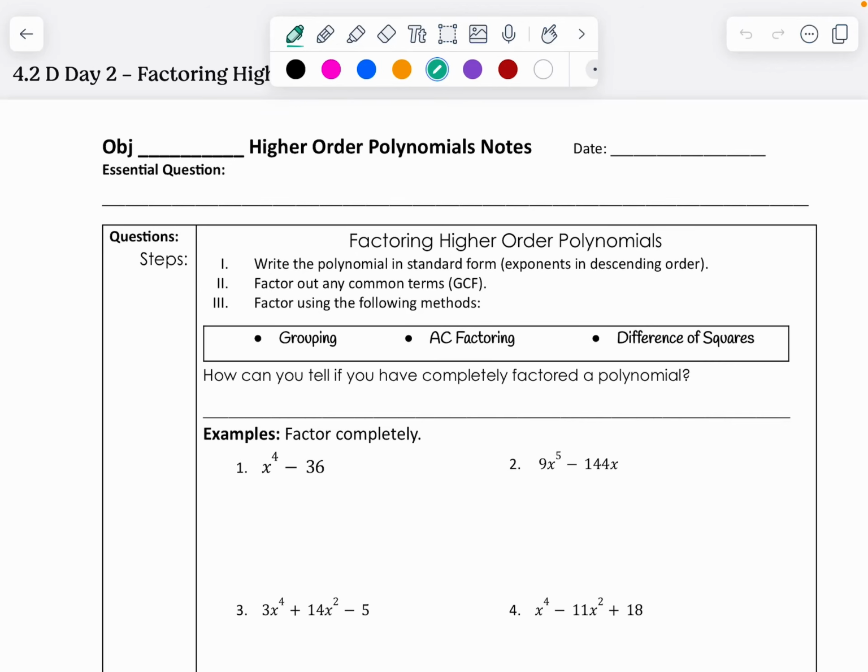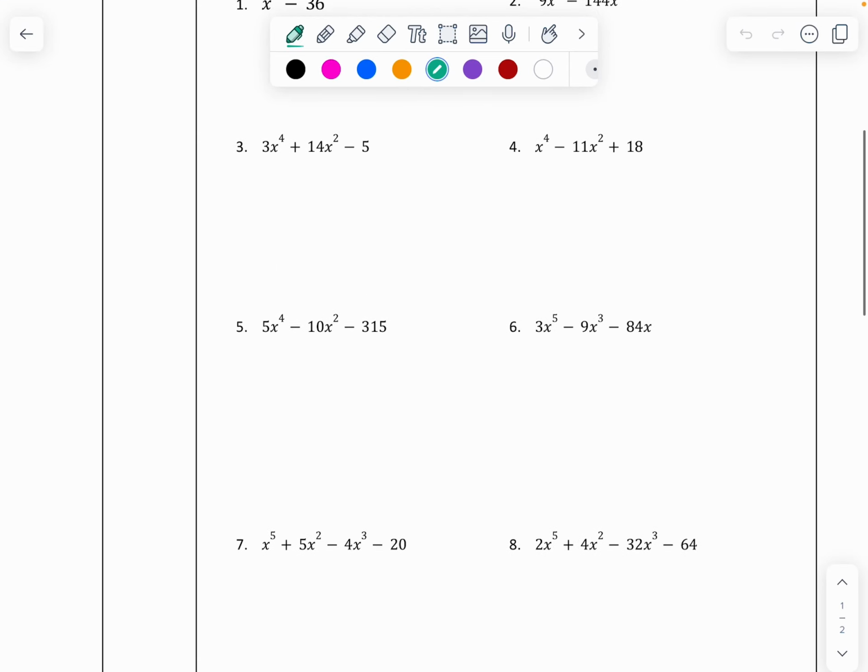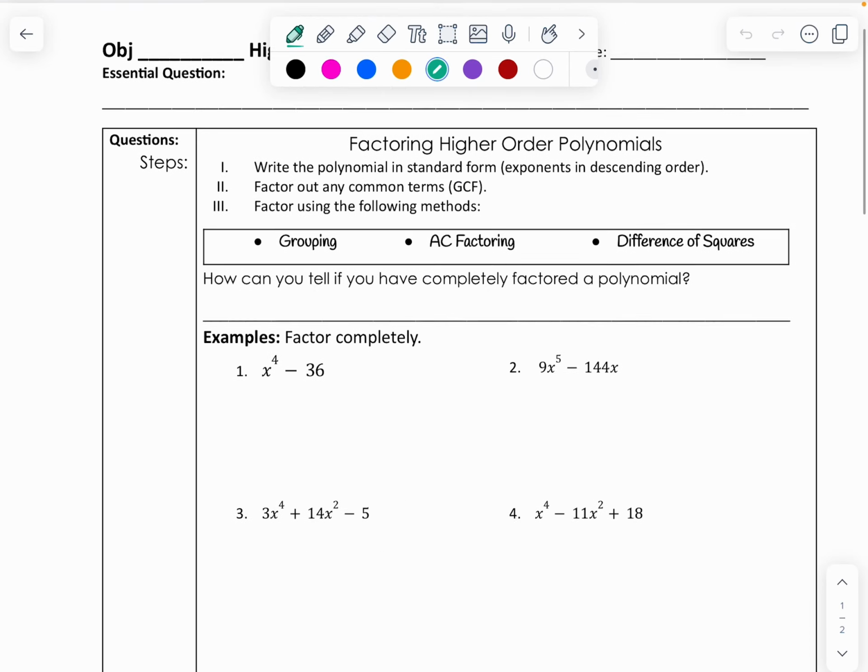Today we'll be factoring higher order polynomials. So we have been factoring quadratic polynomials so far. Quadratics have the highest exponent of 2. Today we're going to be looking at exponents higher than 2 and how we can factor those.